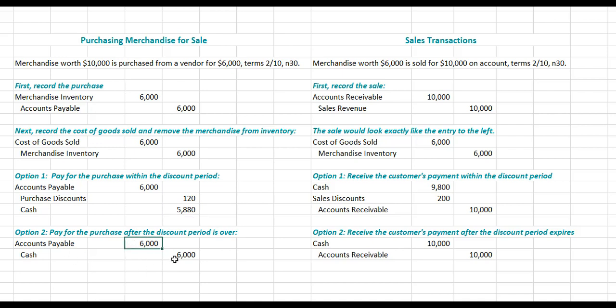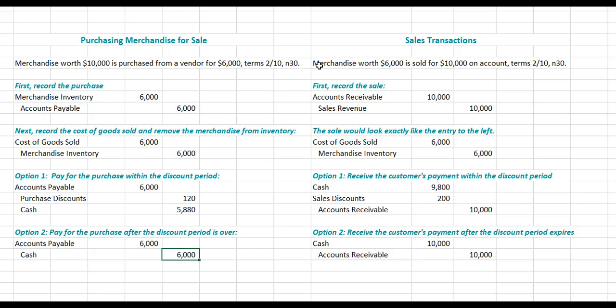Now, if we miss the discount period, then we're going to decrease the payable for $6,000 again, but just credit cash, we'll have to pay $6,000. We won't get any discount. All right, so that's one way to evaluate how well a department is doing, is see how they're doing on their discounts.